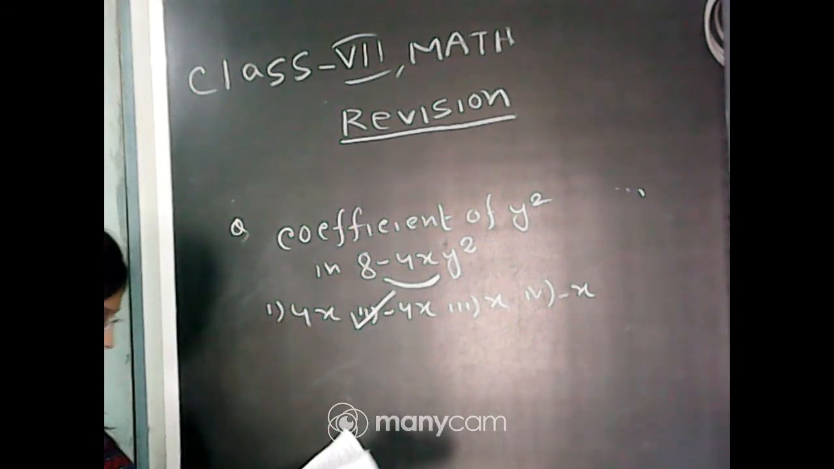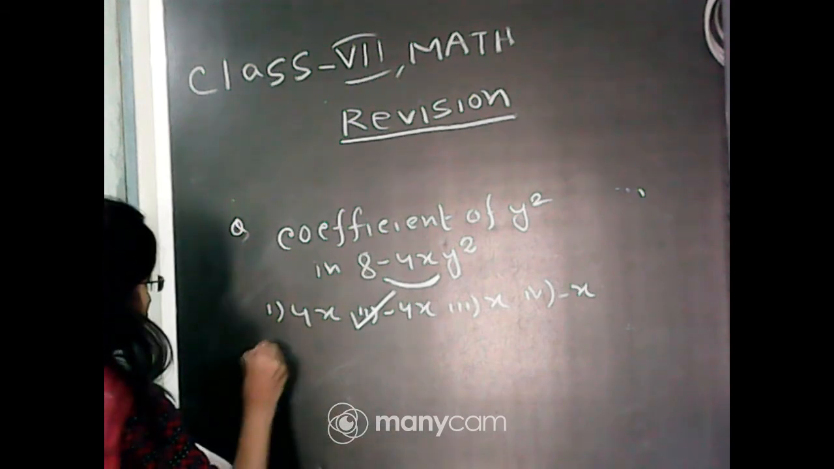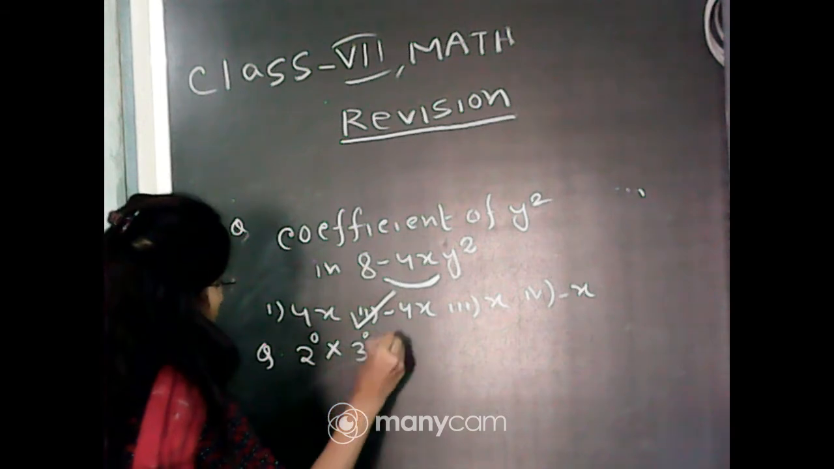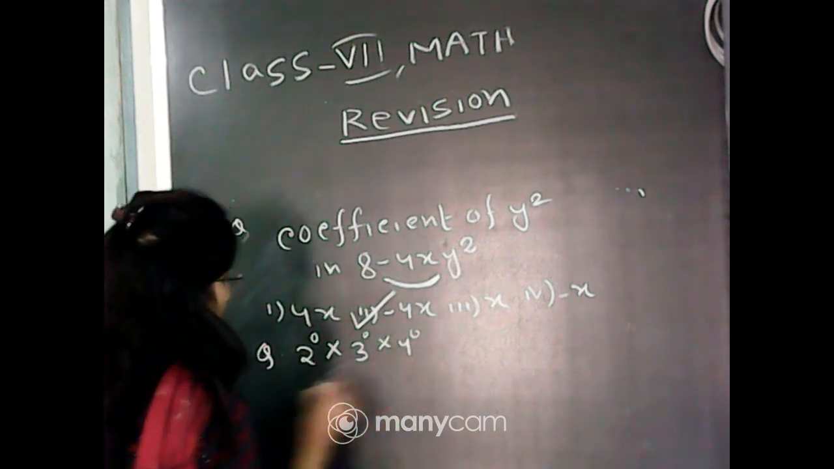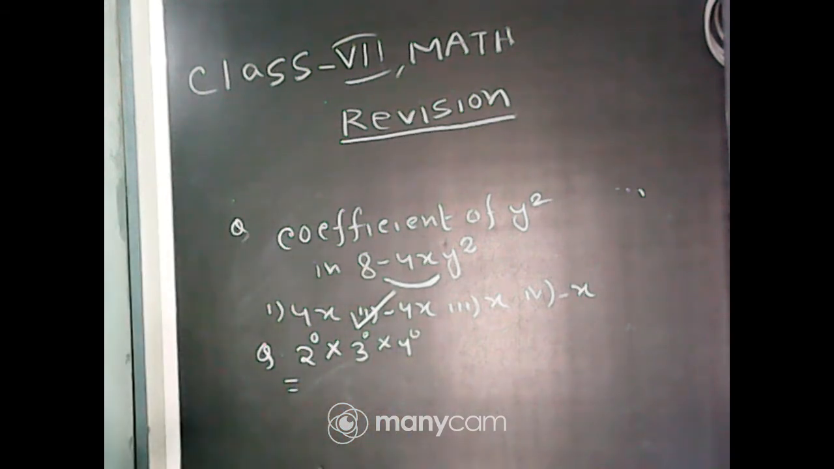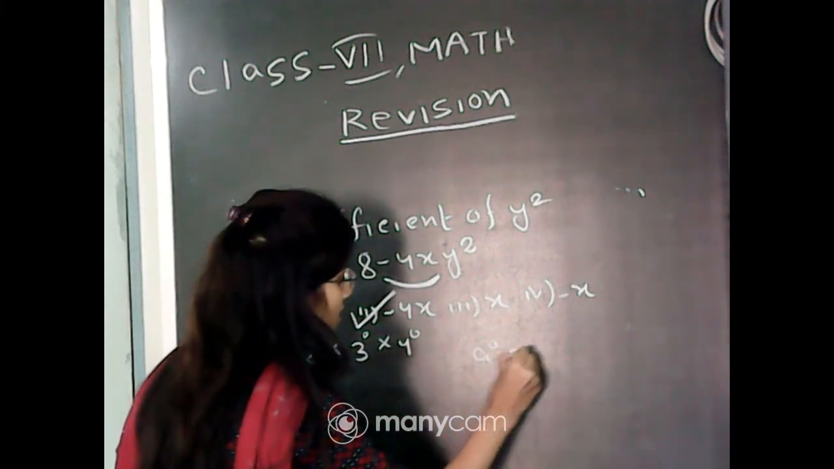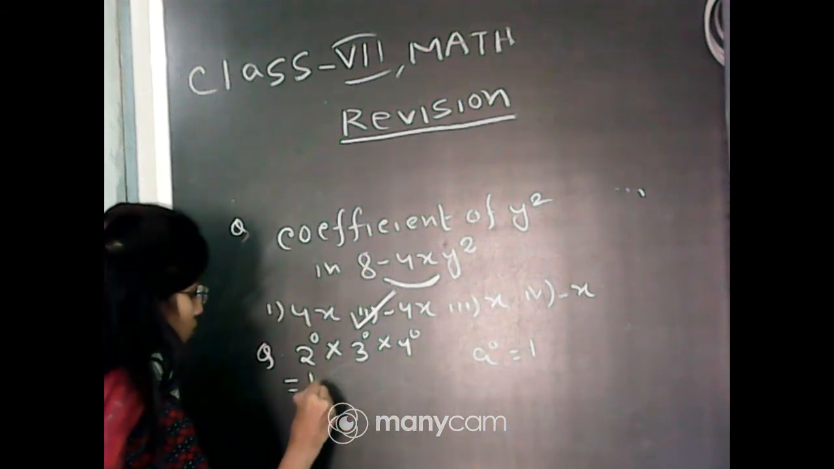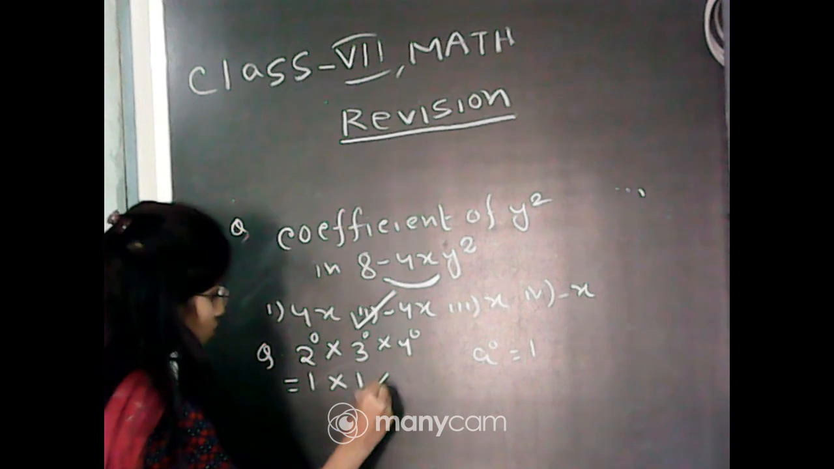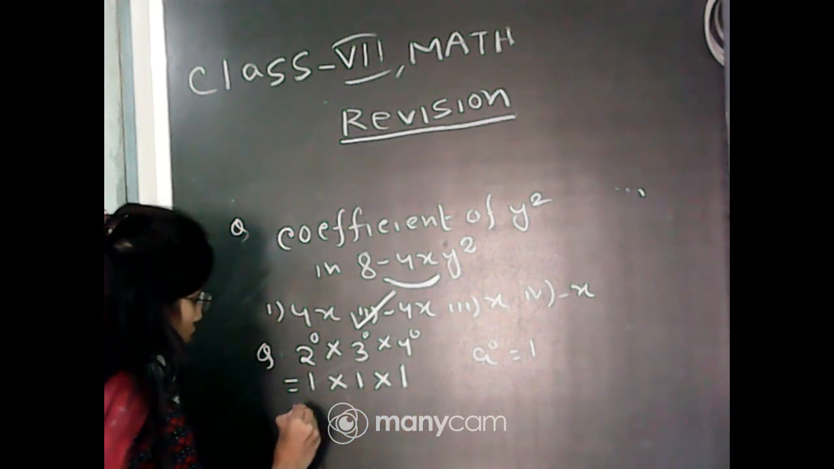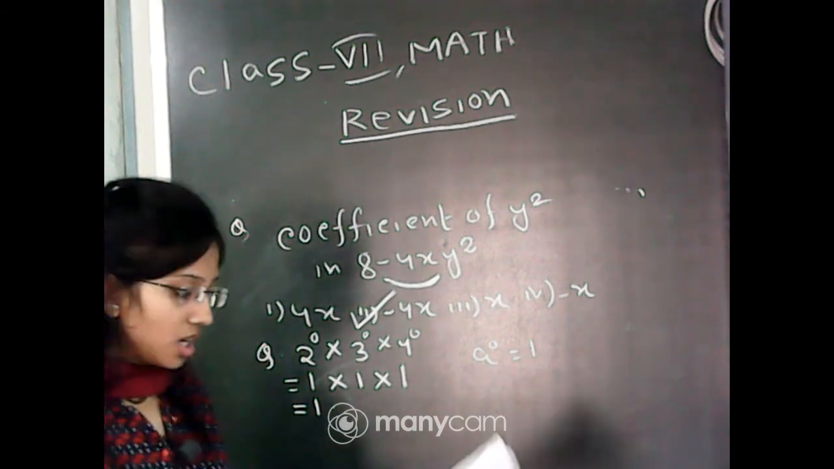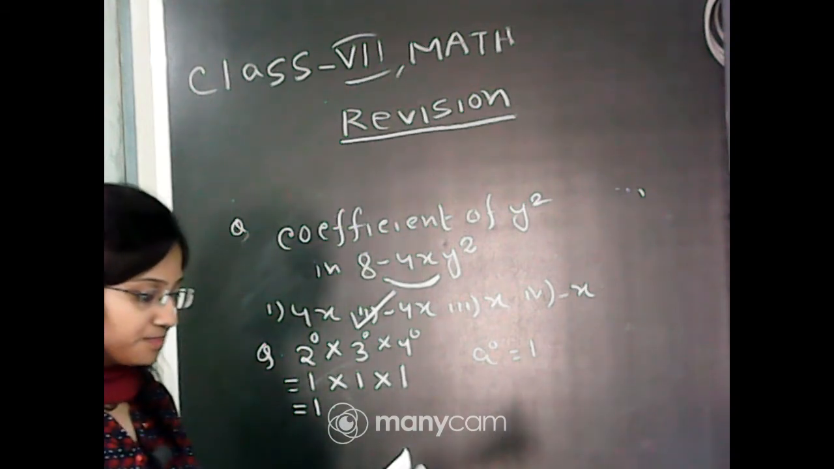Okay. Now, tell me what's the value of 2 to the power 0 into 3 to the power 0 into 4 to the power 0. We know for any non-zero integer a, a to the power 0 is equal to 1. So, 2 to the power 0 is equal to 1, 3 to the power 0 is also 1 and 4 to the power 0 is also 1. So, the answer is 1. Okay, very good.